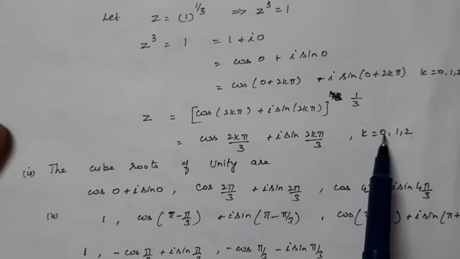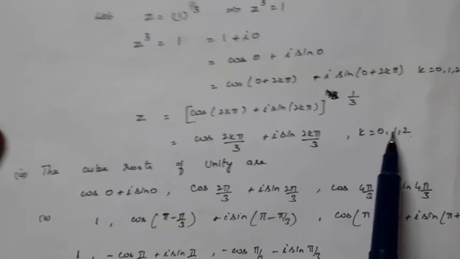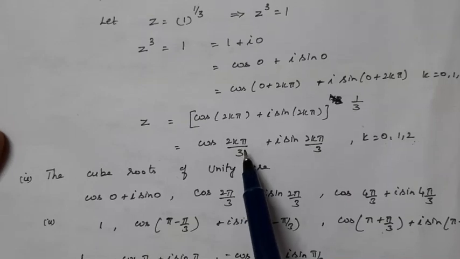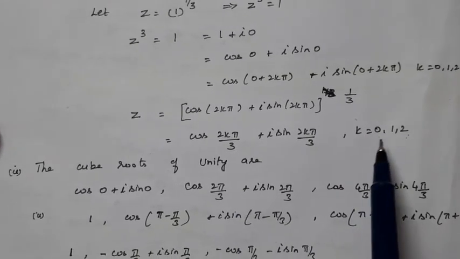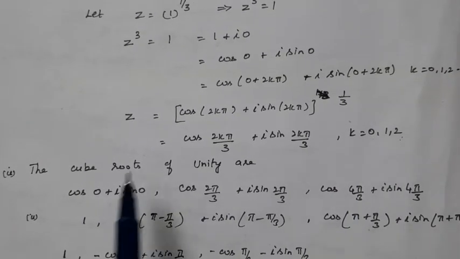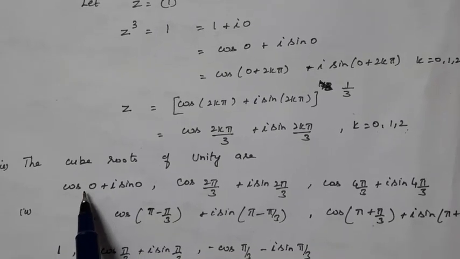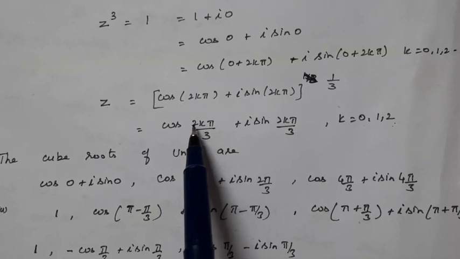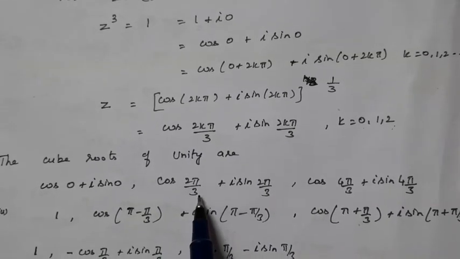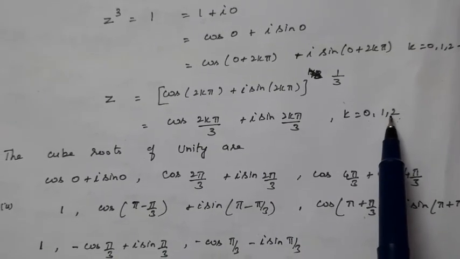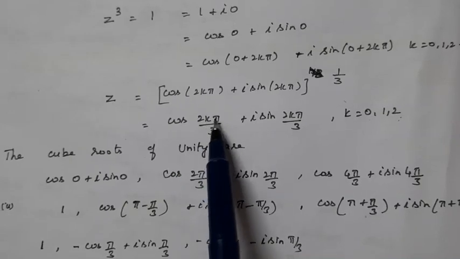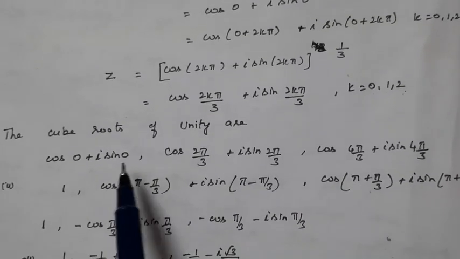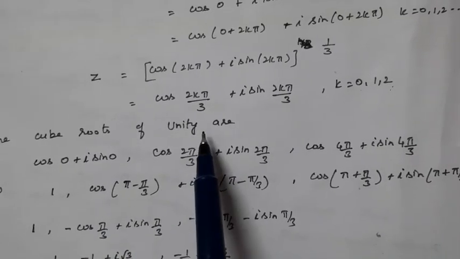Now substituting k as 0, 1 and 2, we get 3 values for z, and these will be the cube roots of unity. On substituting k as 0, what do you have? Cos 0 + i sin 0. Then substituting k as 1, we get cos 2π/3 + i sin 2π/3. And the last one is k as 2, which gives cos 4π/3 + i sin 4π/3. So we have obtained 3 values, and these 3 values are the cube roots of unity.